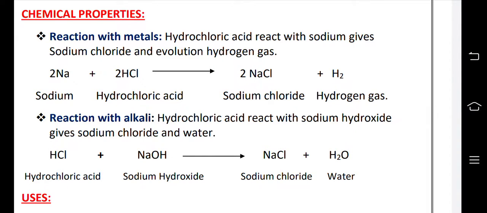Hydrochloric acid on reaction with metals. Hydrochloric acid reacts with sodium to give sodium chloride and evolution of hydrogen gas. So this is the equation in which two molecules of sodium react with two molecules of hydrochloric acid to form two molecules of sodium chloride and hydrogen gas. Hydrogen gas will be evolved.